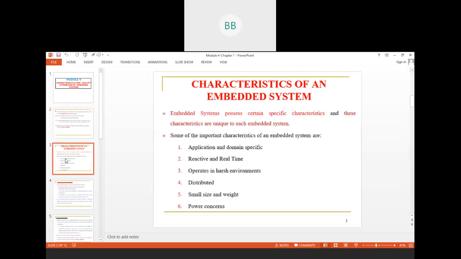Now, let me focus on some specific characteristics of the embedded systems that have to be used for developing the system. These characteristics are applications and domain specific, reactive and real time, operates in harsh environments, distributed, small size and weight, power concerns. So these are some of the characteristics or the attributes that have to be used while developing the embedded system. Now, let me explain each of these characteristics with some examples.